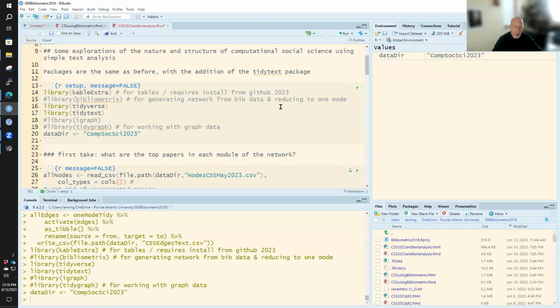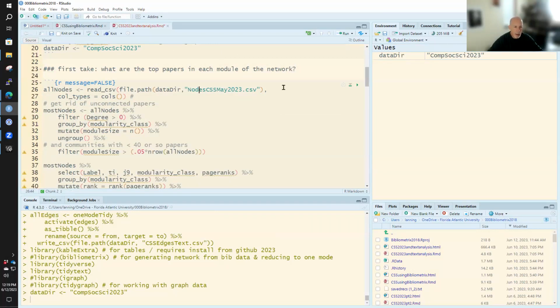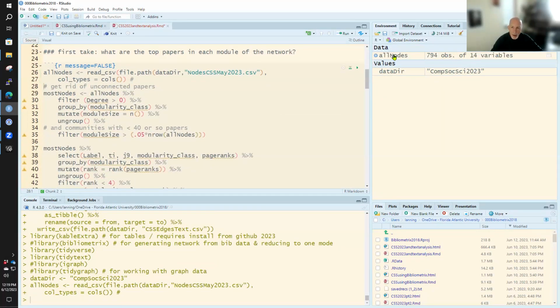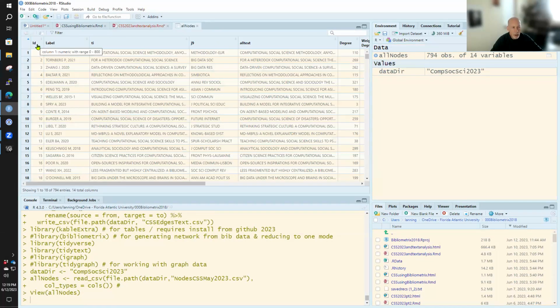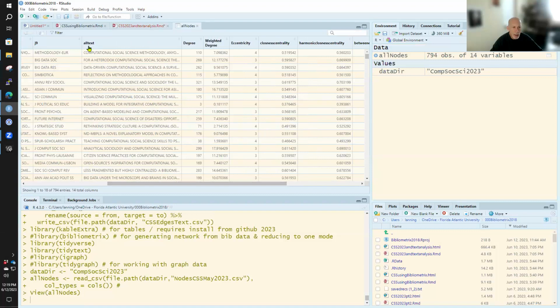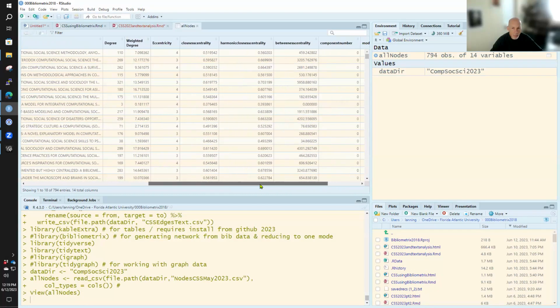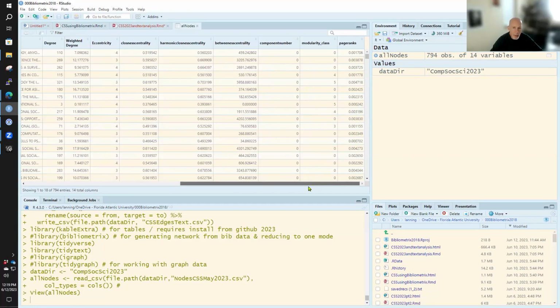Okay, everything is in this data directory, and there's my nodes file. I've got 794 papers, and those 794 papers include an ID number that I don't care about, a label that I might care about, a title, the journal name, and then this all text field. And this is the one that we're going to be looking at most closely. We're going to be looking at all text, and not so much weighted degree or degree, these different measures of centrality.